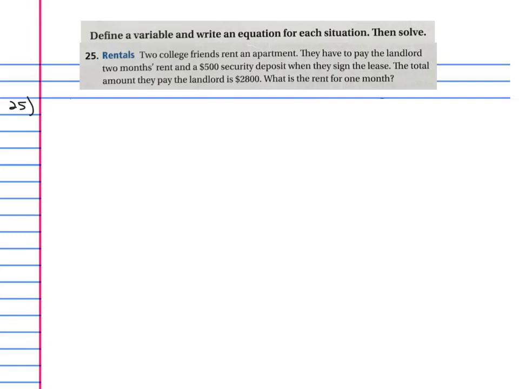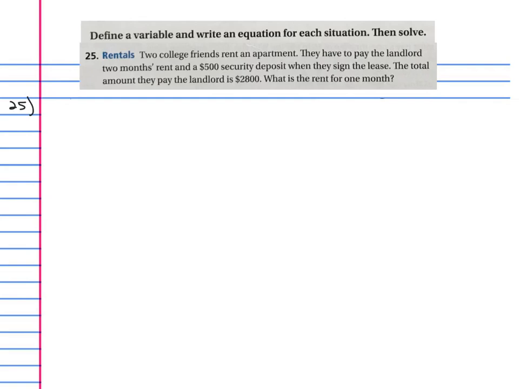All right, we're going to define the variable and then write an equation for the situation. Then we're going to solve it. So defining the variable means when we pick some number that we don't know, we tell what variable we're using and what it stands for, so that we get to the end of it and we've solved for what the variable is equal to and we know what it's representing.